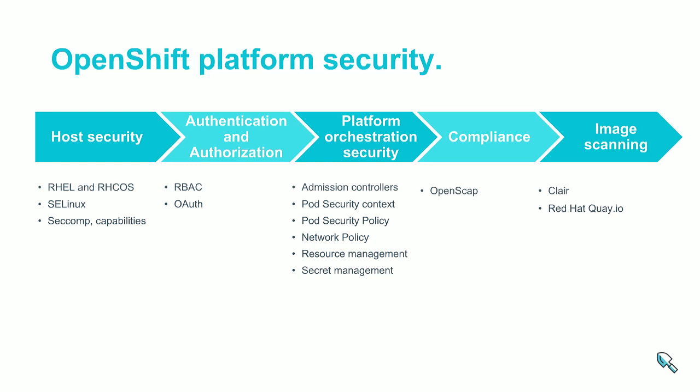As part of the entire OpenShift platform, we see a number of orchestration-level security features that come from the Kubernetes world, like admission controllers, pod security context, pod security policies, network policies, resource management, like how much CPU and memory a container can consume, or secret management. All these features are now part of the platform, so we can start using them right away.